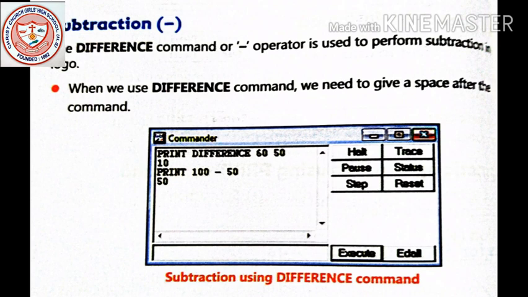Like, see an example: print space difference space 60 space 50. So you need to maintain social distancing between the numbers and between the difference also, right? So there should be distance. So print space difference space 60 space 50, and then when you press enter you will get the answer. 60 minus 50 is 10.